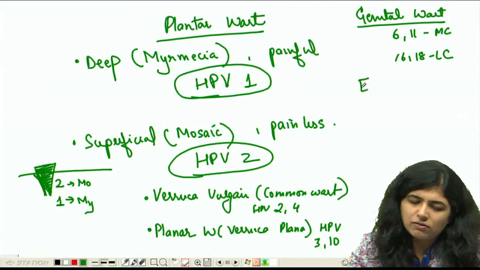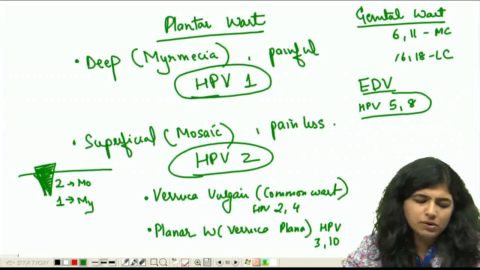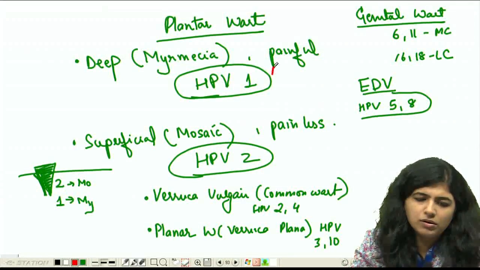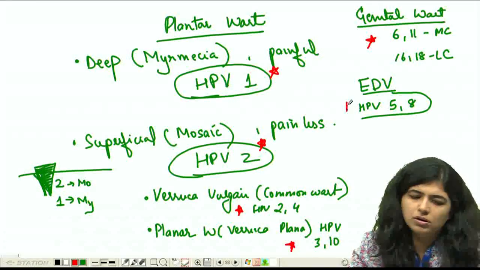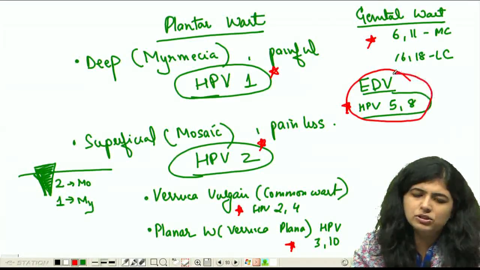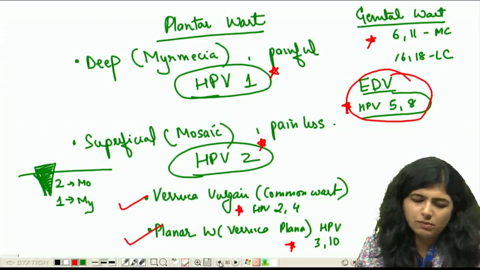There is another thing which is called epidermodysplasia verruciformis. There it is HPV 5 and 8. So please remember, all of these are pretty important questions. Subtypes you should know. This is generally asked. So please remember these.